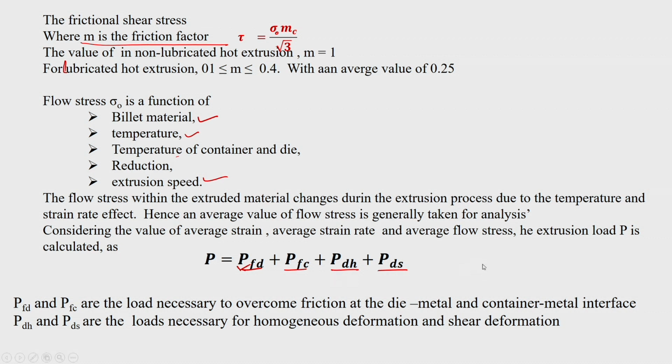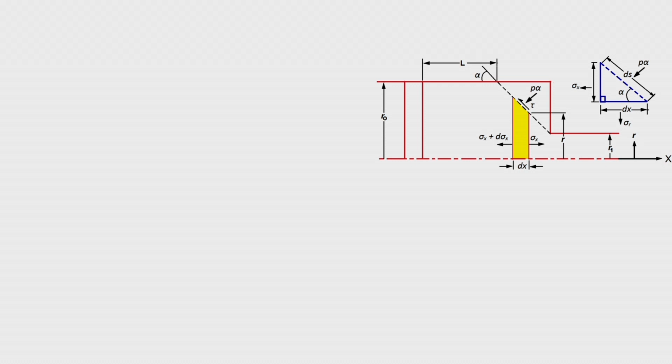First, let us consider the container friction. If this is a section, this part is your container, this is your extrusion die, and this is your billet which is going out. When it is moving like this, the billet moves like this. Because of the symmetry, this is an axisymmetric case, so we have shown only half of the arrangement. This is the billet and this is the container.